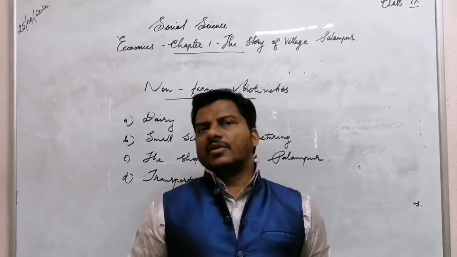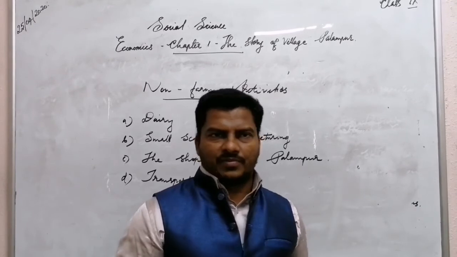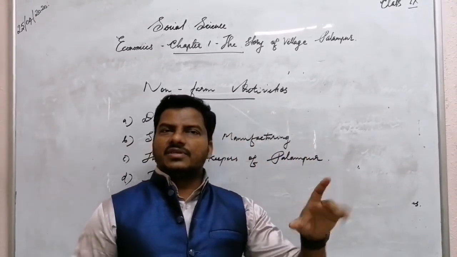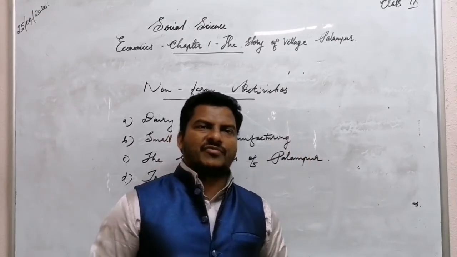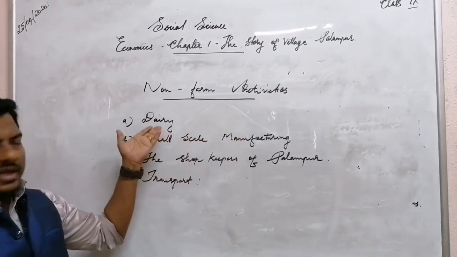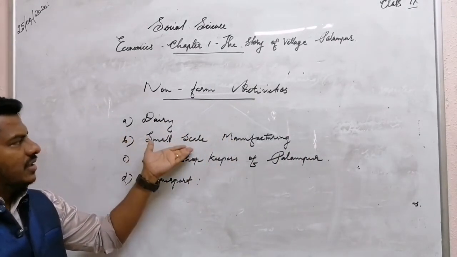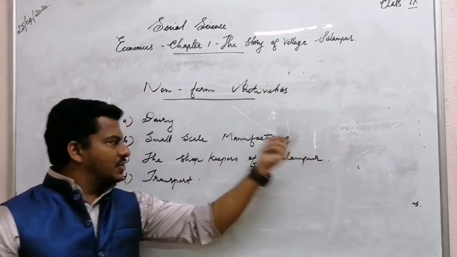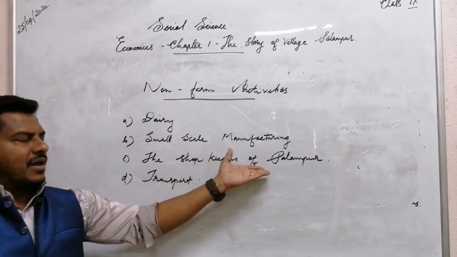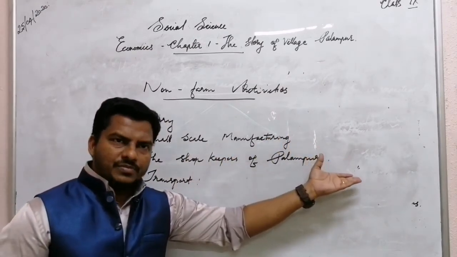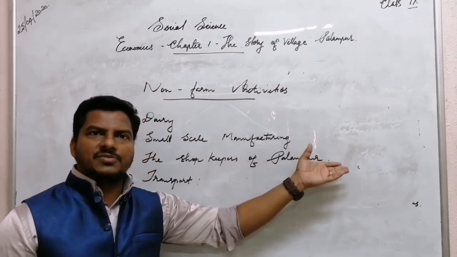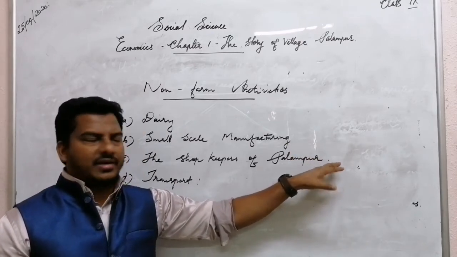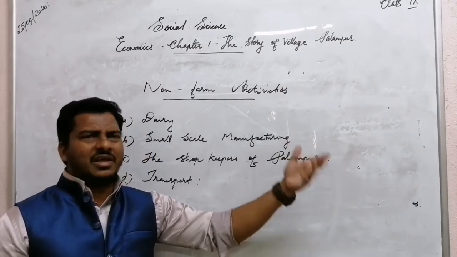There are many non-farm activities in our village Palampur. Non-farm activities means, as we already studied, the activities other than agriculture. See, dairy is one of the non-farm activities, along with small-scale manufacturing units, cottage industries and small-scale industries. The shopkeepers of Palampur, the retail shop owners, purchase from wholesale units and sell products in the village like toothbrush, rice, wheat, and many other products.